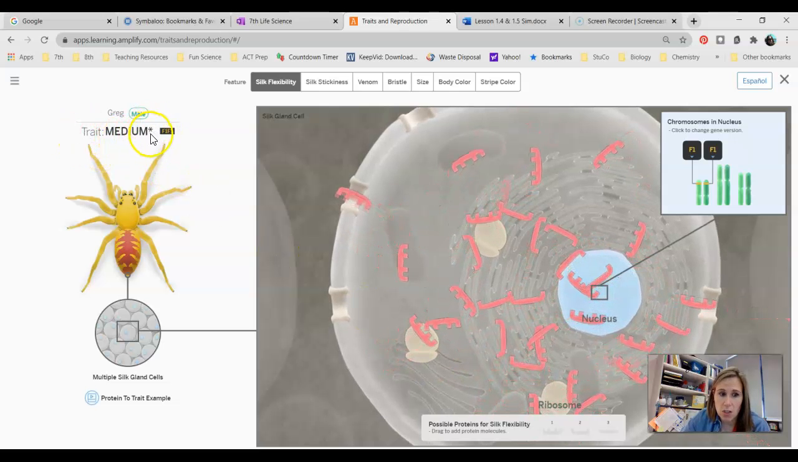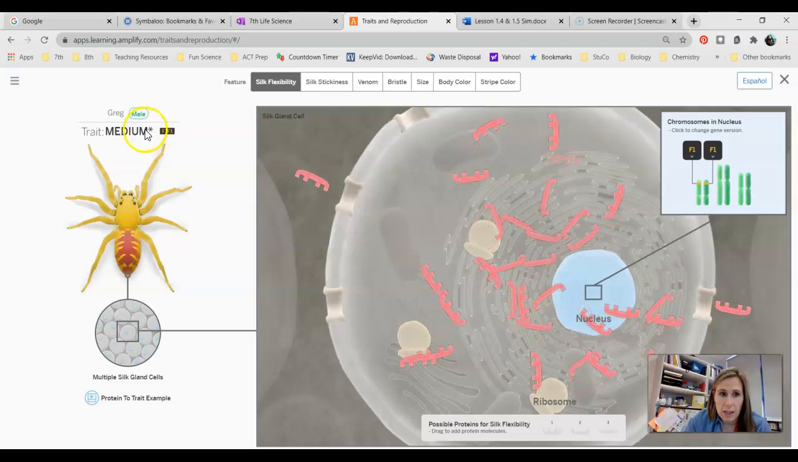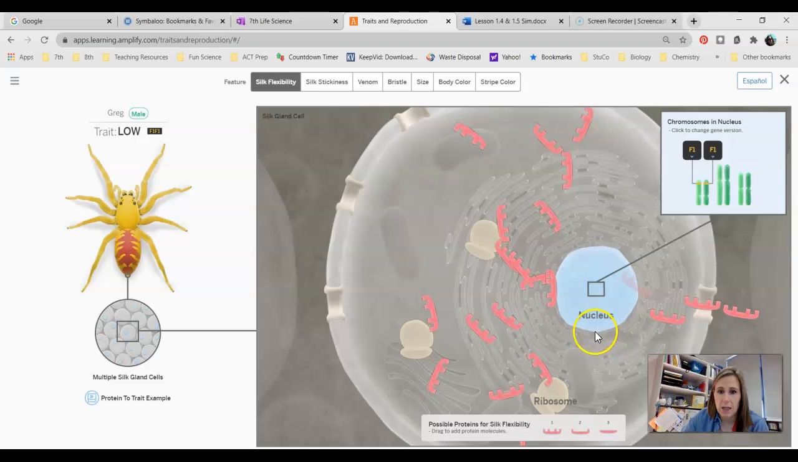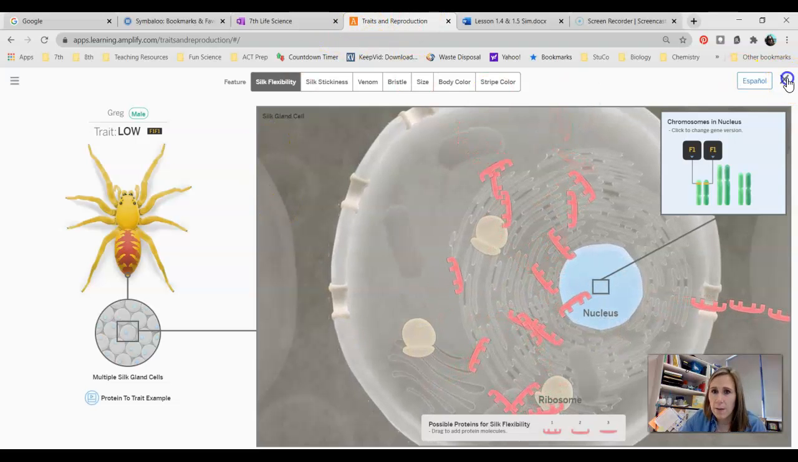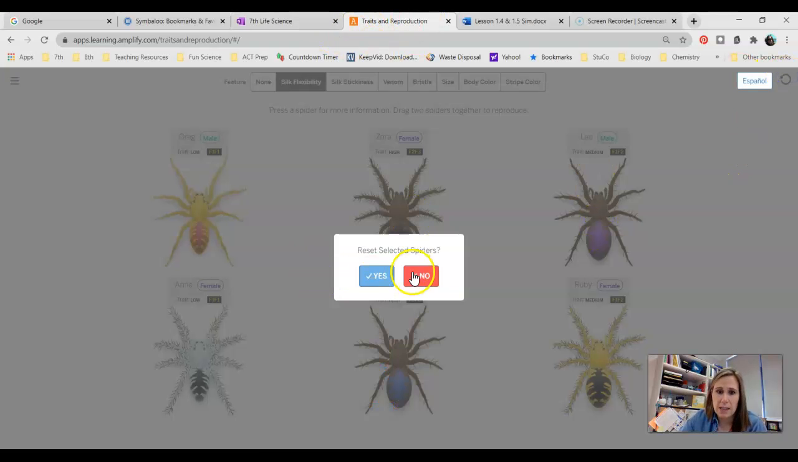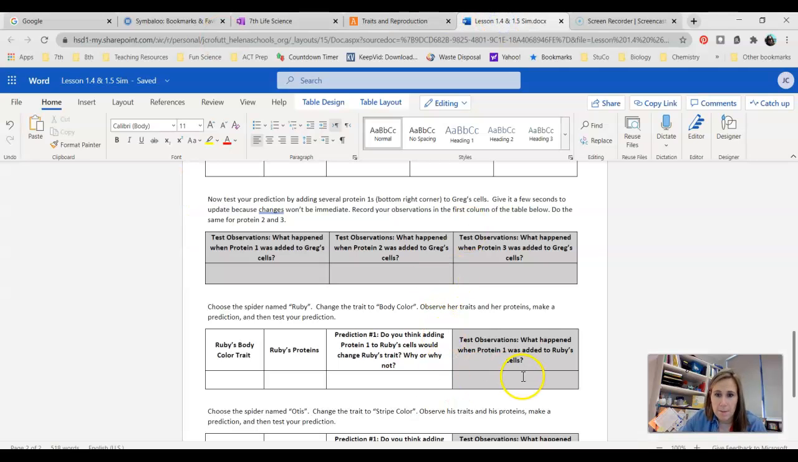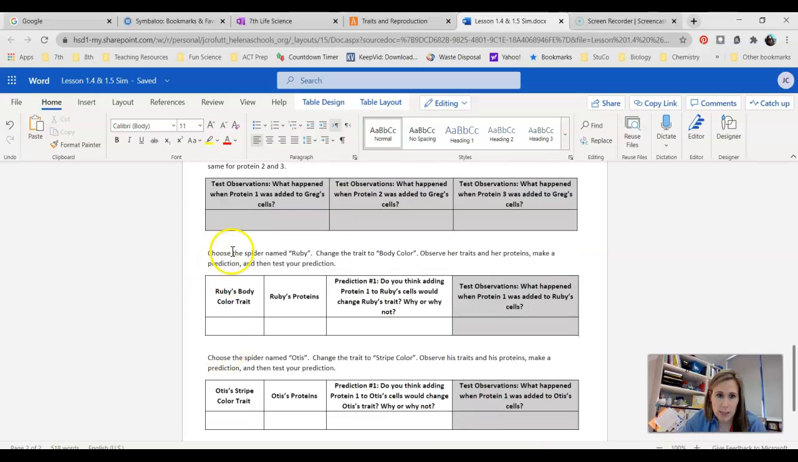The star means you guys have changed it in some way. So even if we added all of protein 1, you guys saw that star show up. So once that star shows up, you guys kind of know what's going to happen. Okay, and then again, reset and tell me what happens when I add protein 1. Okay, and then now go test out Ruby.